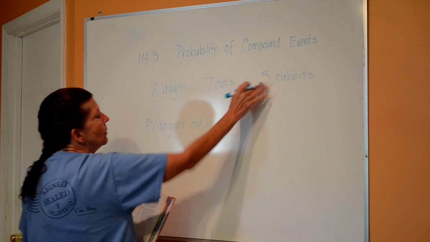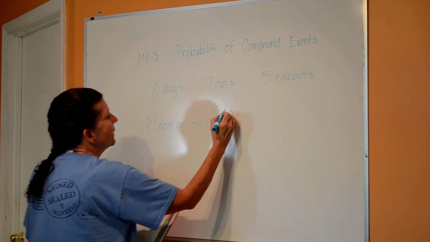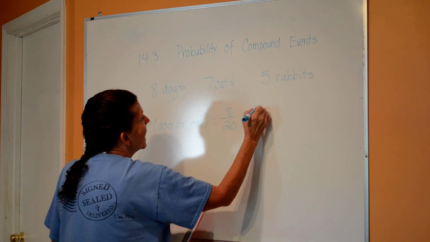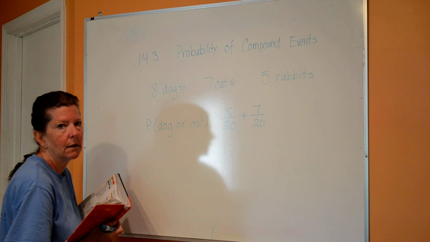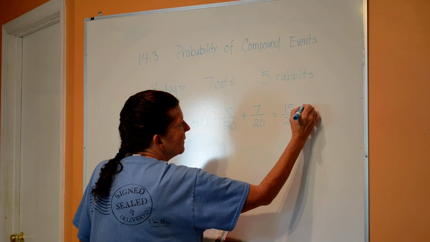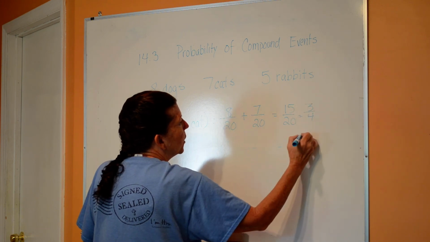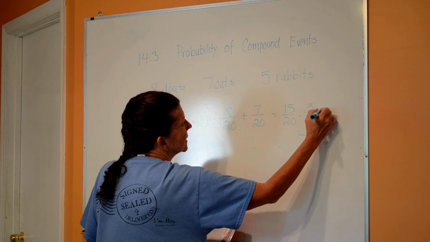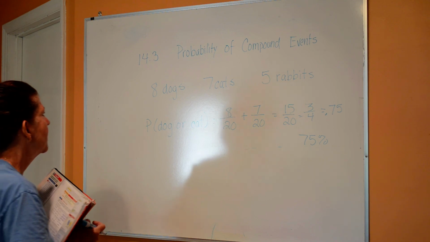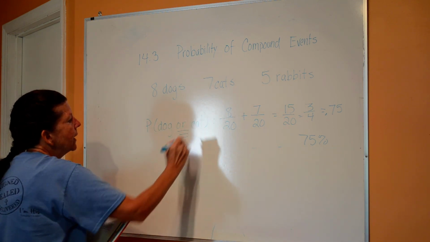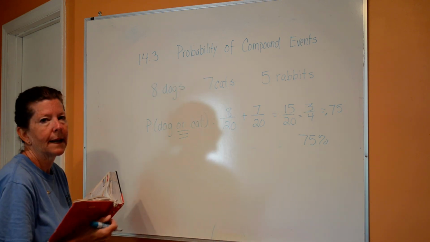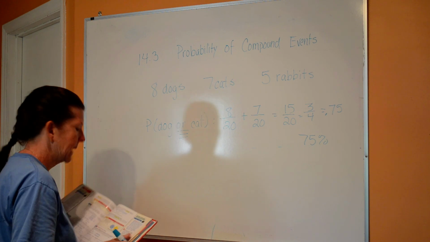So there is a total of 20 animals here. The probability of a dog is 8 out of 20. The probability of a cat would be 7 out of 20. So that's going to give me a total here of 15 out of 20. I'm going to divide by 5, and that gives me 3/4 or 75%, because that's equal to decimal .75. Those are mutually exclusive. One is not dependent on the other, and it's or. I don't care which one it is. I want to know what's the probability of this or that happening, not this and that happening.